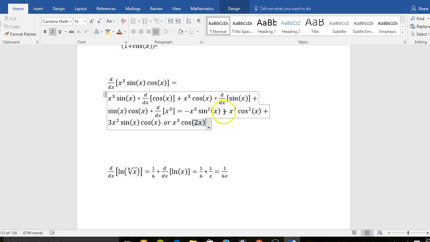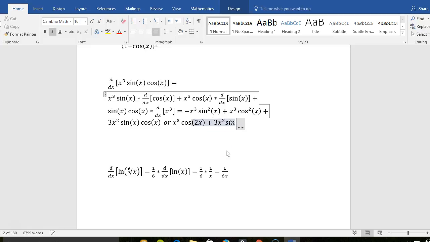Really these first two terms, this is x cubed cosine squared x minus x cubed sine squared x, and that's going to be x cubed cosine 2x. I just want to show off that we can do this, and if you ever have an ABCD choice test, I want you to recognize that you can do that.